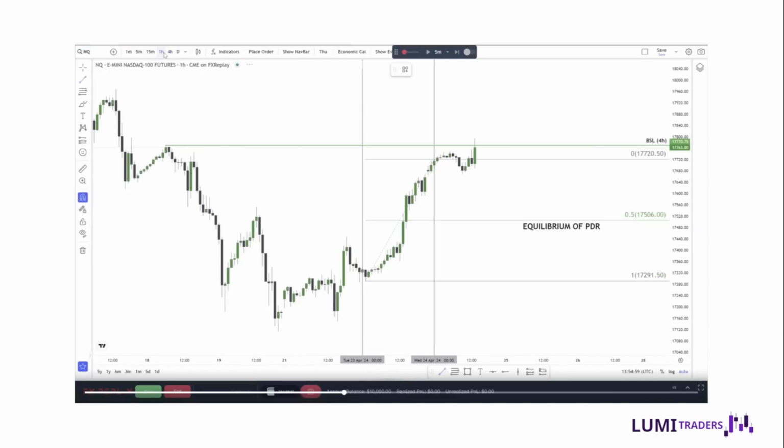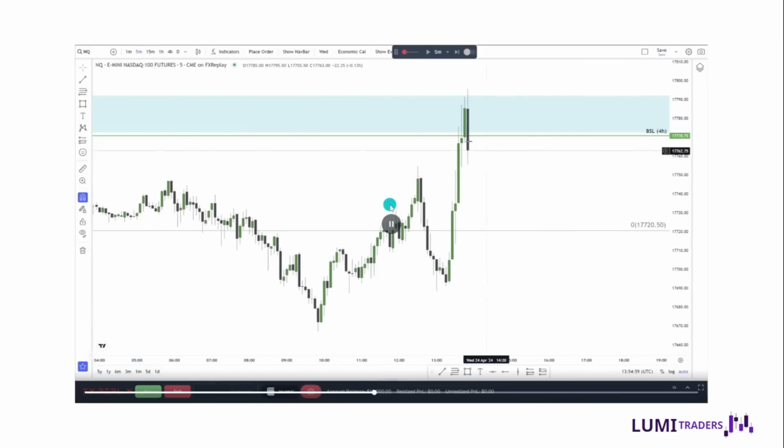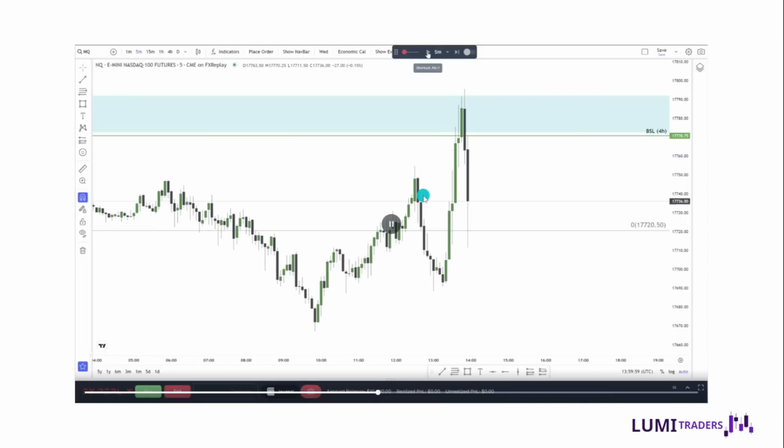What happened next? Here I'm trying to figure out if I can use this change in the state of delivery right now, at this moment, to consider a possible short setup. We can see that we entered a daily fair value gap as well. Yes, I can consider this right now as a 5-minute change in the state of delivery.